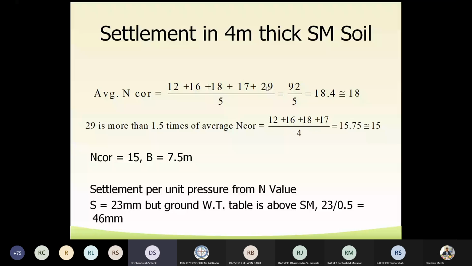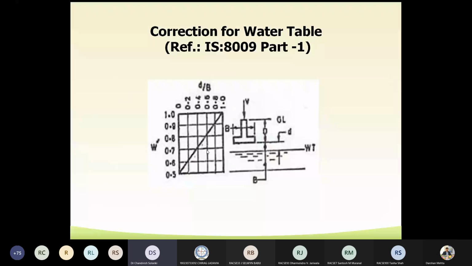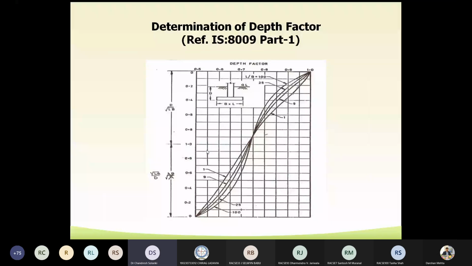Width of the foundation is found out as 7.5 meter. The soil is under the submerged condition as far as the SM layer is concerned. And hence, we have computed the settlement of the same layers too. While calculating the settlement, this is the effect of the water table in bearing capacity. This is how to compute the settlement while knowing the N value and width of the footing given in IS 8009 Part 1. This is how you find out the depth factor and rigidity factor in computation of the magnitude of the settlement, as mentioned here. So total settlement of the foundation is computed as 160 mm.